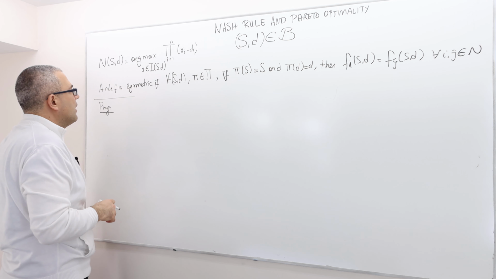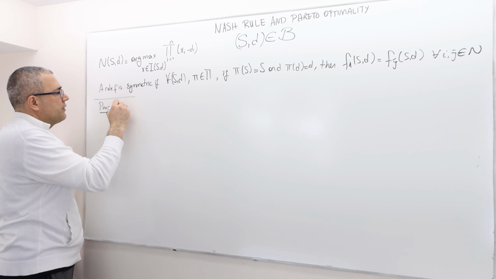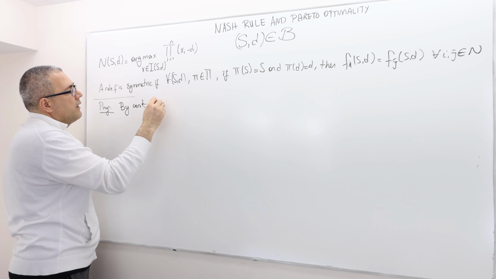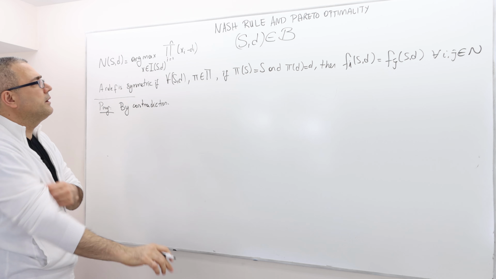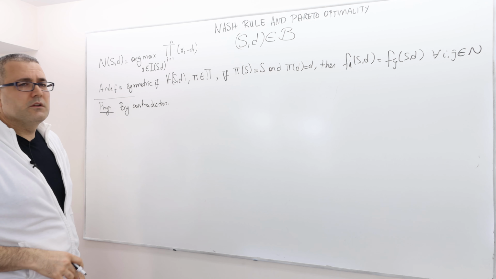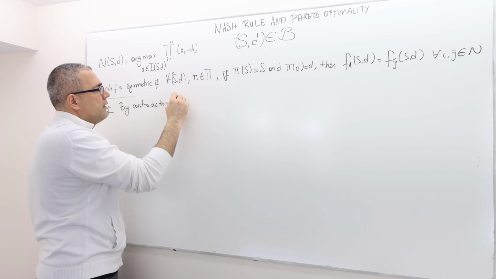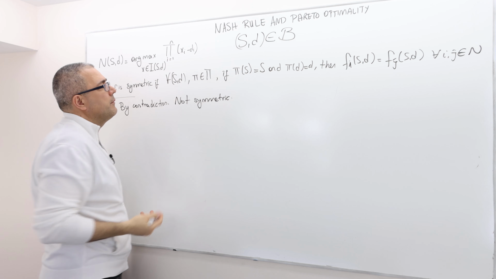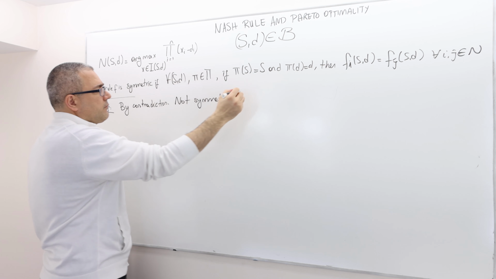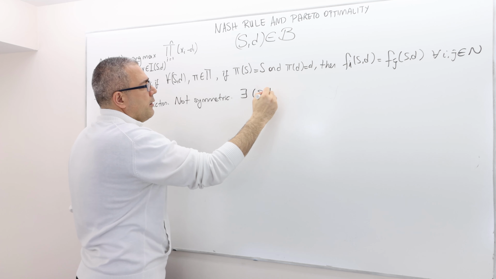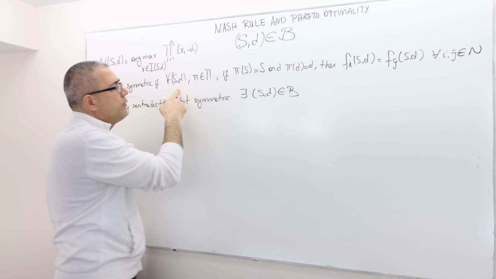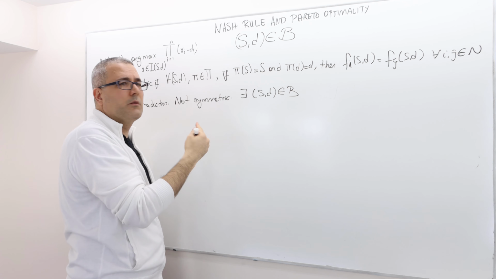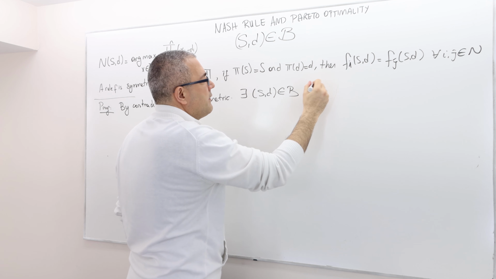That was the idea. So how do we prove that? By contradiction. All right, so what am I going to assume? Well, I'm going to assume that the Nash solution is not symmetric. What does that mean? Well, that means there exists some bargaining problem. It doesn't have to hold for all bargaining problems, but there should exist at least one bargaining problem.